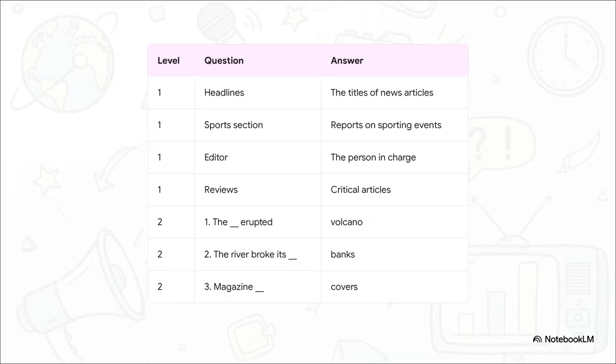For our matching game, headlines are the big titles of news articles. The sports section is, of course, where you read about games. The editor is the boss, the person in charge, and reviews are articles that give opinions on things like movies or books. Now, for level 2, the volcano erupted, the river broke its banks, and the photos were on magazine covers. How'd you do on those?